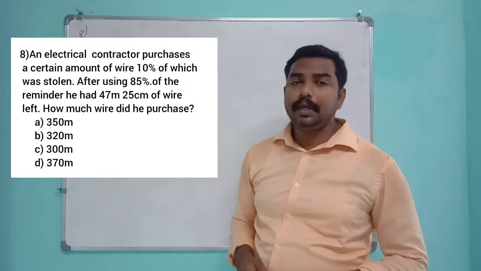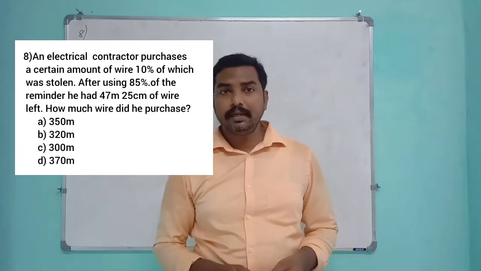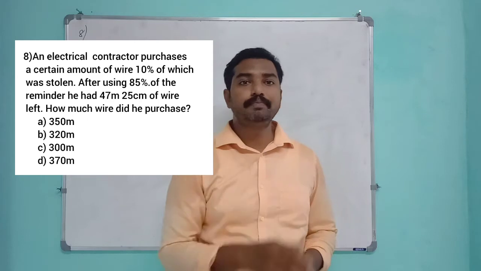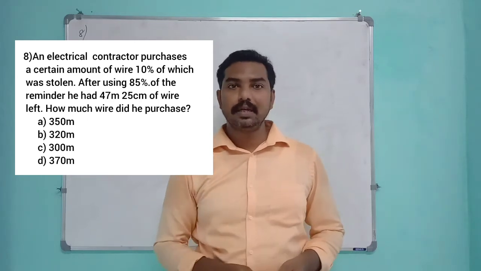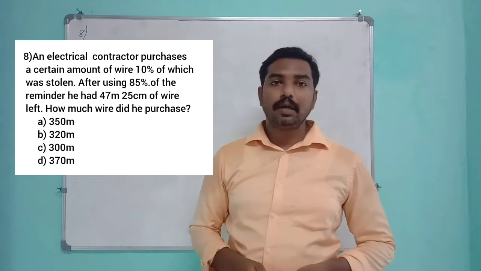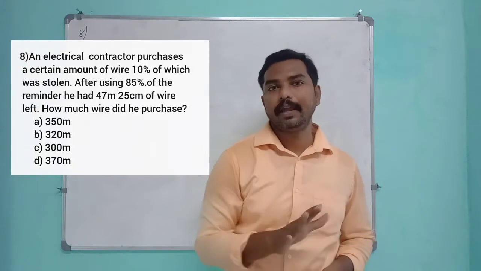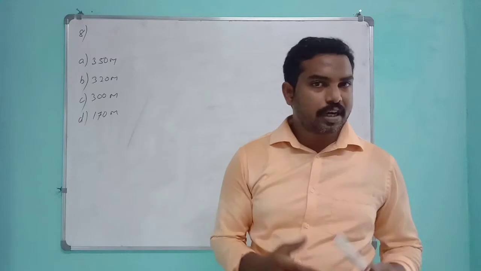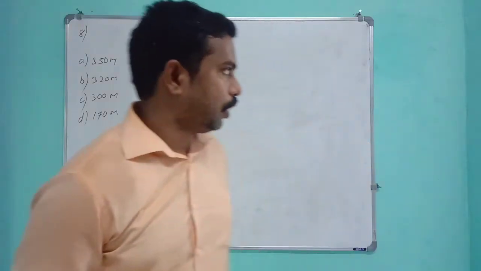Question number 8, if you see, a man purchased a wire, 10% was stolen. He used 85%, and now he is left with 47 meter 25 centimeter. Now he is asking what was the original length of the wire. If you see, we do not know the original length of the wire. We will see in the detailed process how we solve.